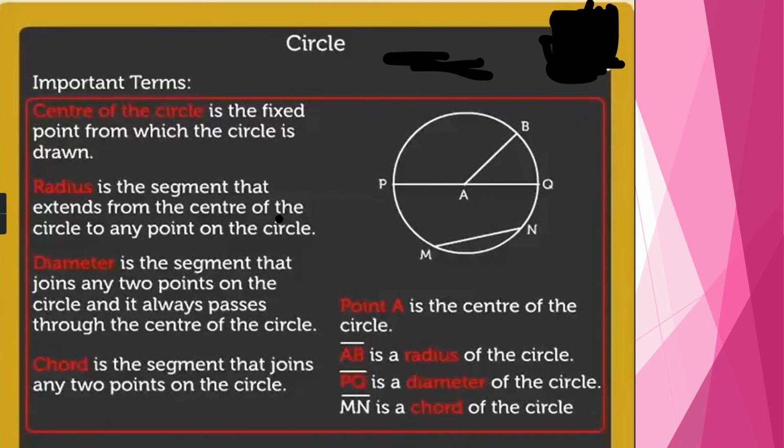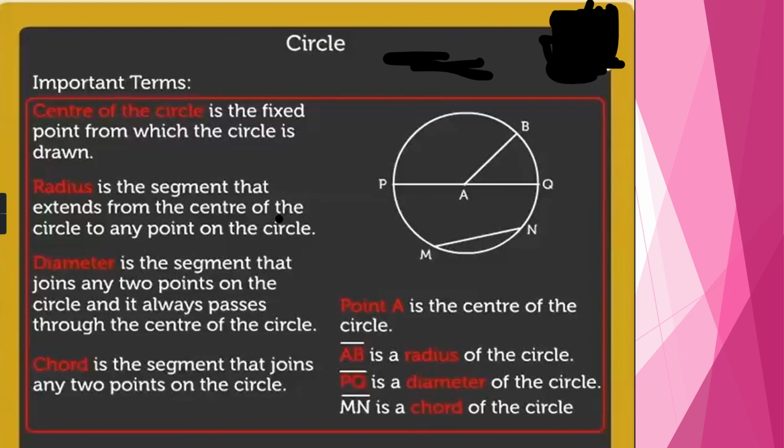Now, here is the introduction of a circle. Let me tell you the important terms of a circle. Center of the circle, or point: the center of the circle is the fixed point from which the circle is drawn. Radius is a segment that extends from the center of the circle to any point on the circle. Diameter is the segment that joins any 2 points on the circle, and it always passes through the center of the circle. Chord is the segment that joins any 2 points of the circle.